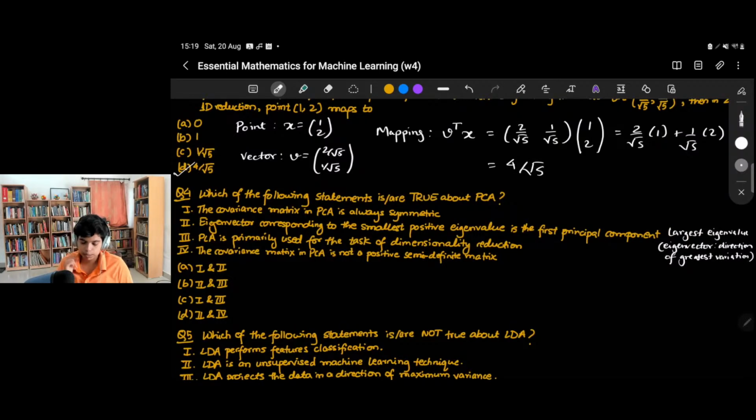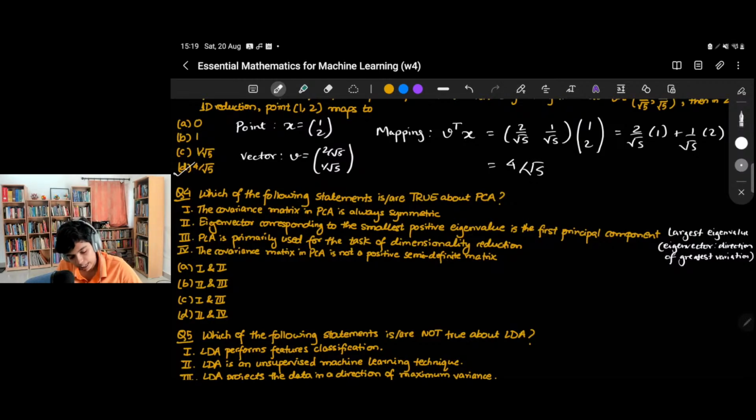That is the significance of the largest eigenvalue, which will not be for the smallest. Smallest would be least variation. So the second statement is false. And similarly, the fourth statement is also false. The covariance matrix is not a positive semi-definite matrix. This is also false.